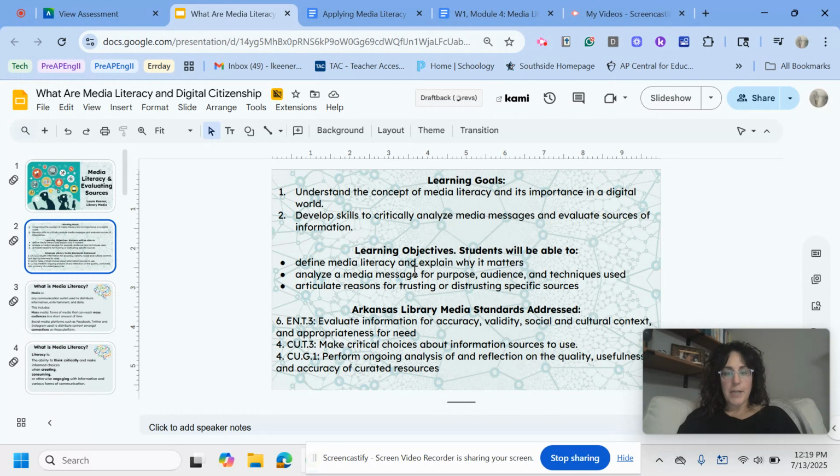The learning objectives for this lesson align with the Arkansas Library Media Standards that are addressed, including evaluating information for accuracy, validity, social, cultural context, and appropriateness for the need, making critical choices about the information that students use, and of course, performing ongoing analysis of and reflection on the quality, usefulness, and accuracy of the resources that students are using. The learning goals are also listed here and the learning objectives of what I want students to be able to do at the end of this lesson.